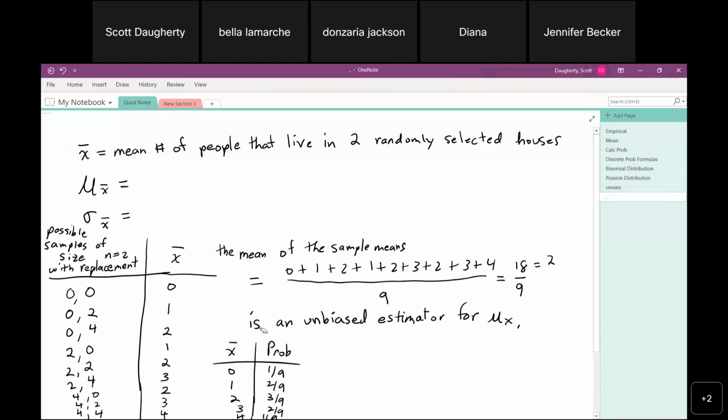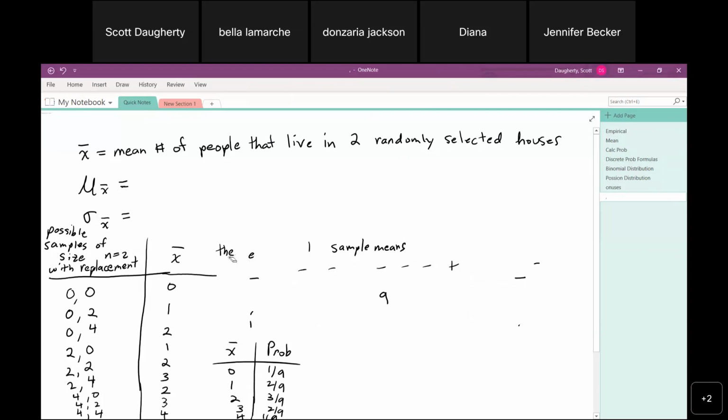Okay, I'm going to go ahead and erase some of this so I can put this into a histogram so we can get a picture of it. Oh, by the way, we just found, so I shouldn't have erased this, but the number that we found over here, the 18 over 9, the mean of the sample means.